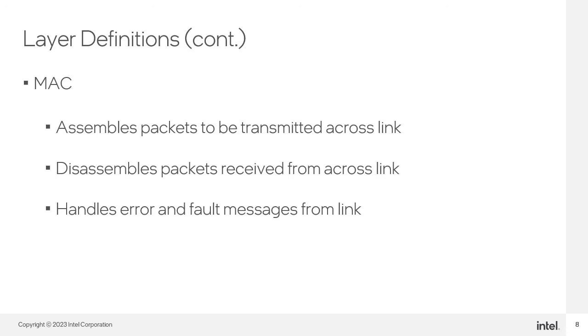The MAC is responsible for managing the transactions through the PHY. It receives data or information from the upper layers and assembles the packets to be given to the PCS for transmission across the link. It disassembles any packets received from over the link. Any errors or faults generated during transmission from the link are decoded and handled by the MAC in order to maintain communication between the endpoints.